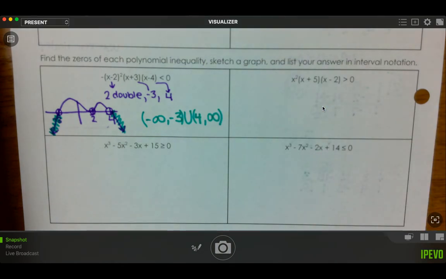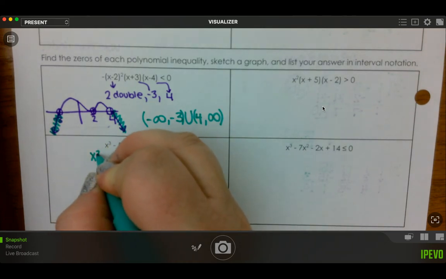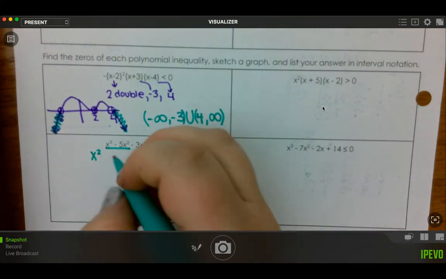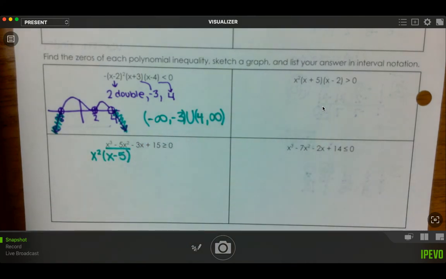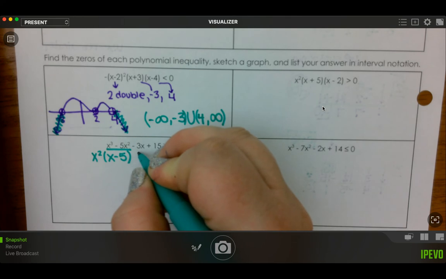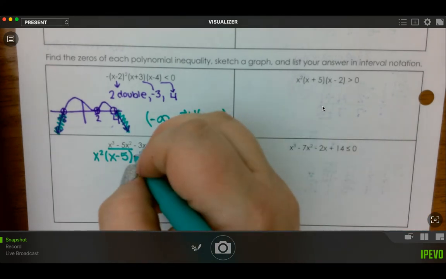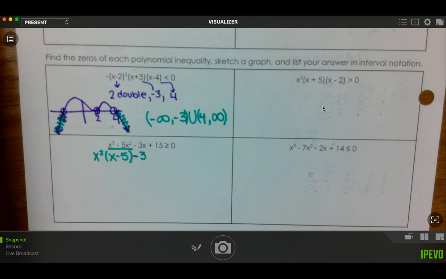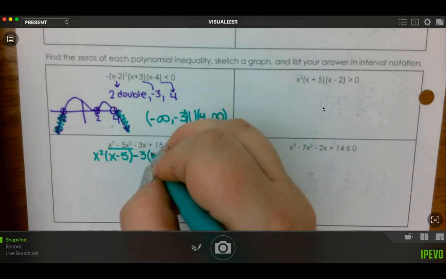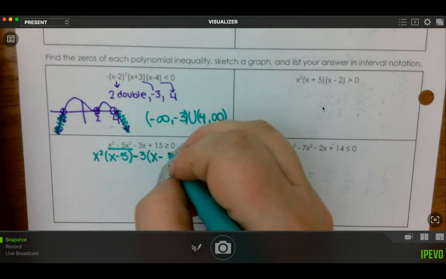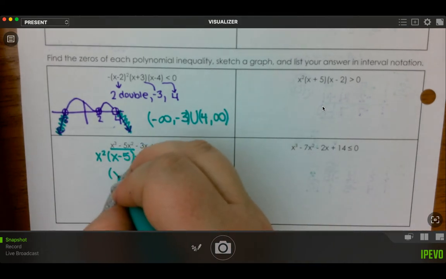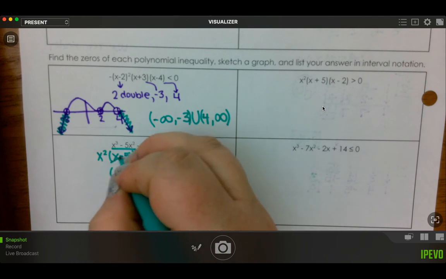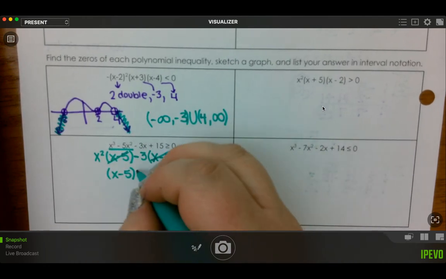On the next one, I have to actually factor this. So I'm going to take an x squared out of the first two, and that will leave me with x minus 5. On the right side, I can divide these both by 3. Since the first thing is negative, I'm going to make that -3. -3x divided by -3 is just x. 15 divided by -3 is -5. My parentheses match, so I have x minus 5. And if I cross those out, I have x squared minus 3 left.